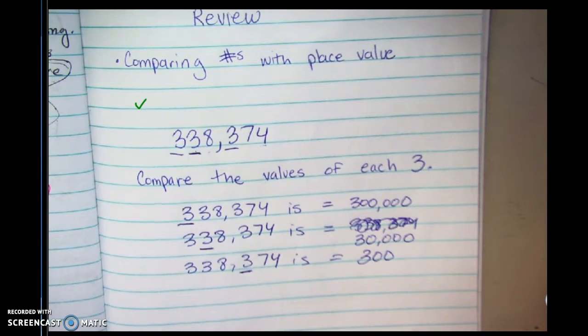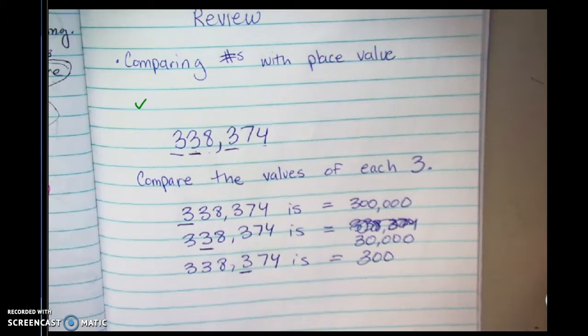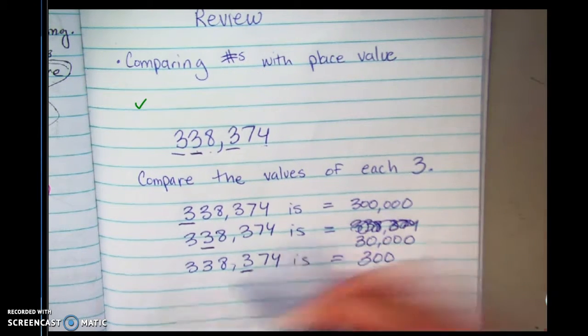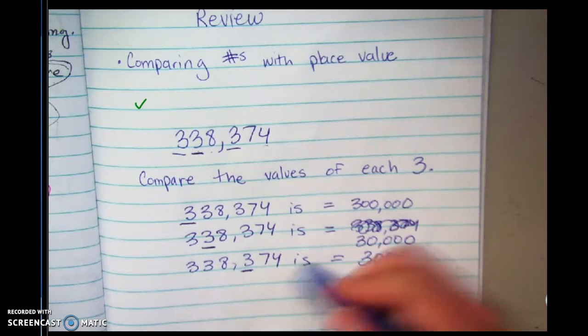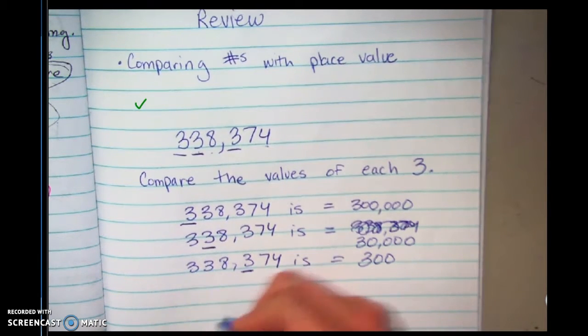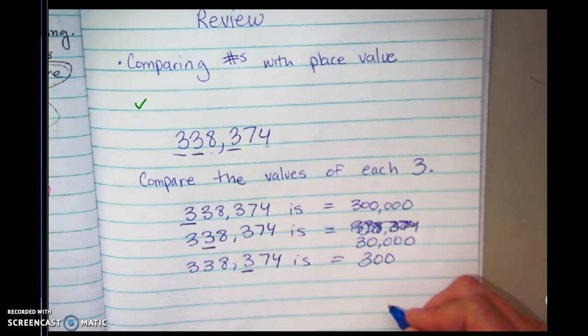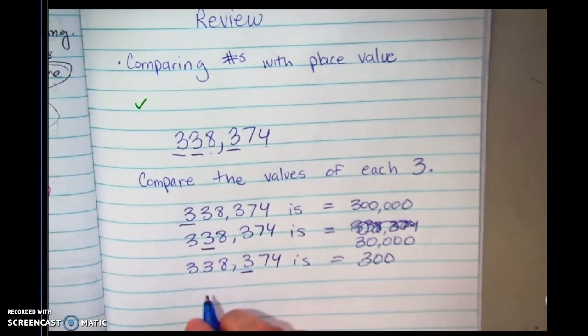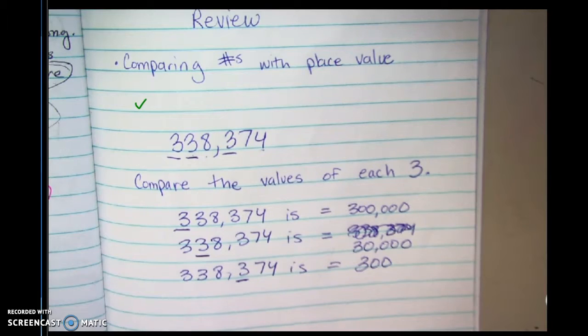How many points do you think this problem would be worth? Ooh, 3 points. You're exactly right. Because I want a representation for each of these numbers. Could I have done this with a place value chart? Yes. And modeled that this 3 is worth this, and this 3 is worth this, and this 3 is worth that? Yes. You can do it with pictures.